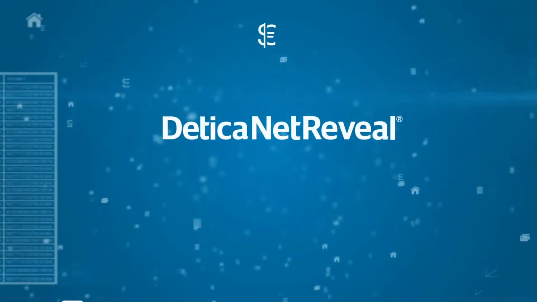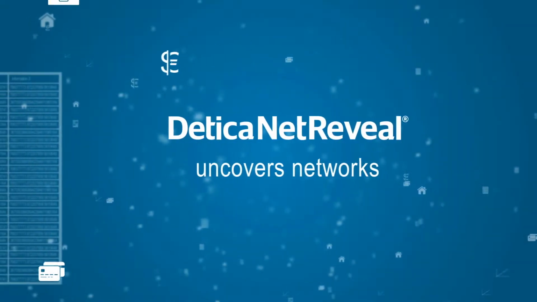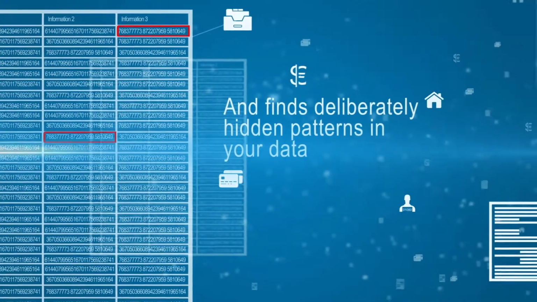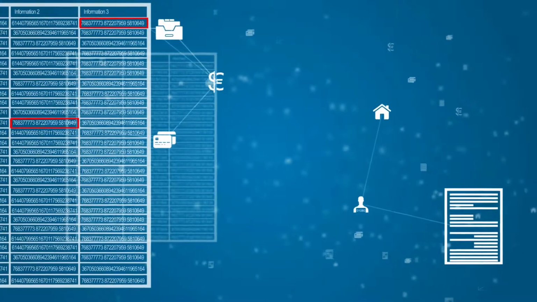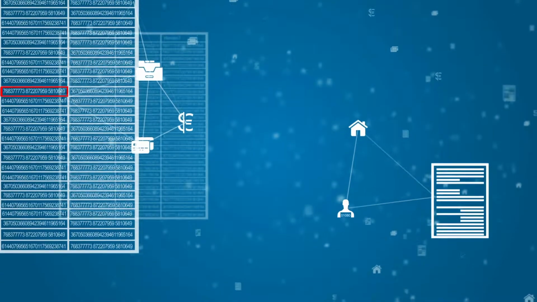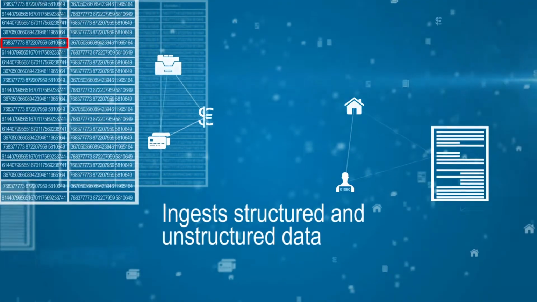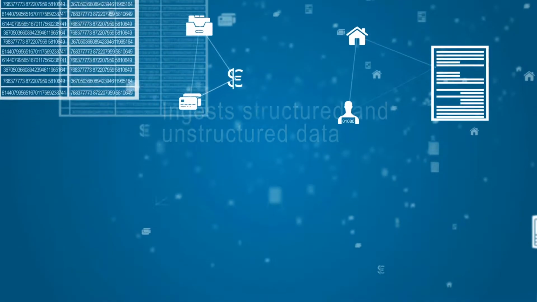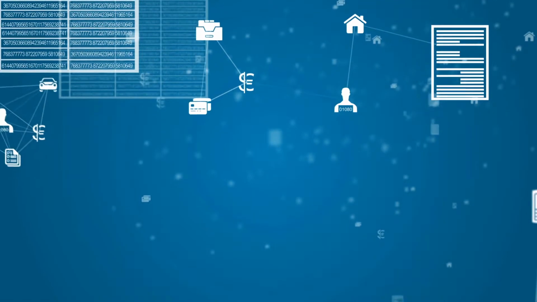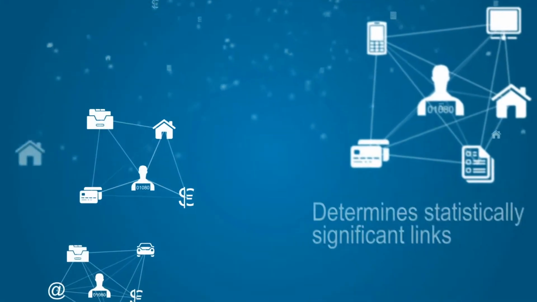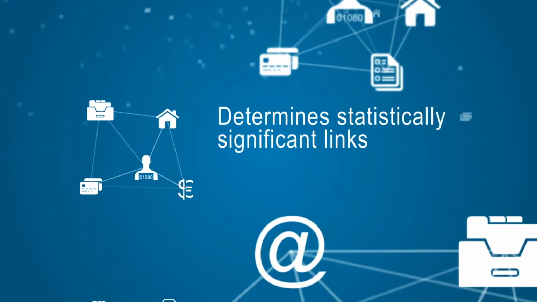The Detica Net Reveal insurance solution uncovers networks of fraudsters by finding deliberately hidden patterns of events and individuals from within your data, which traditional detection systems and other software tools often miss. Using social network analytics, the solution ingests vast quantities of raw and often low-quality structured and unstructured data. It then extracts the entities and automatically creates all potential links. The solution then determines the statistically significant links to create discrete networks of related entities.